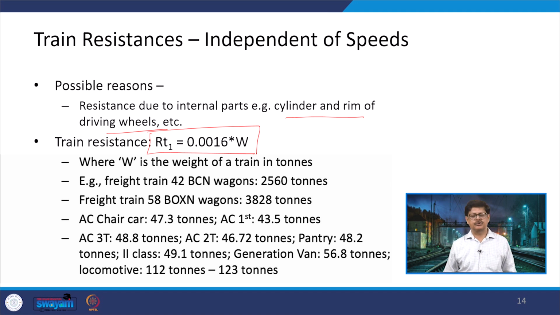All of these resistances have been combined together and written here as RT1, and this RT1 equals 0.0016 multiplied by W, where W is the weight of the train in tons.